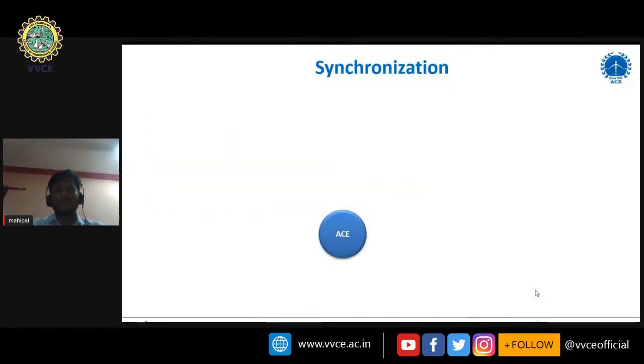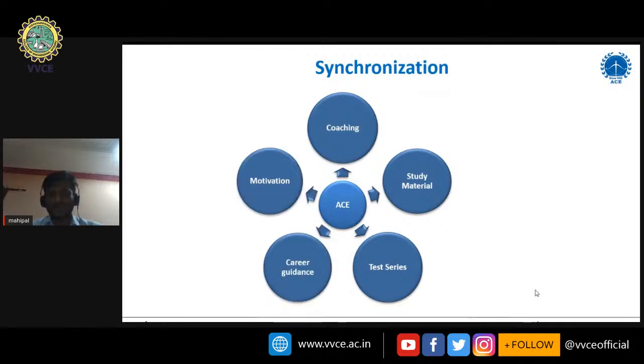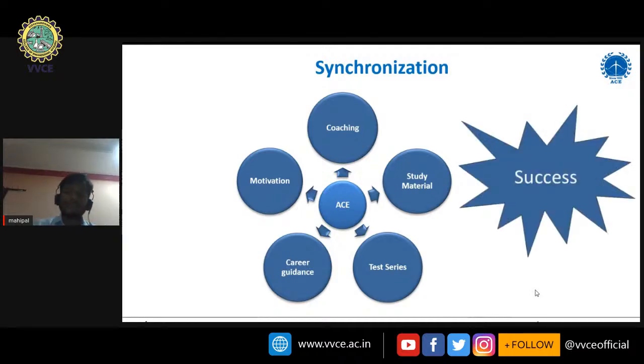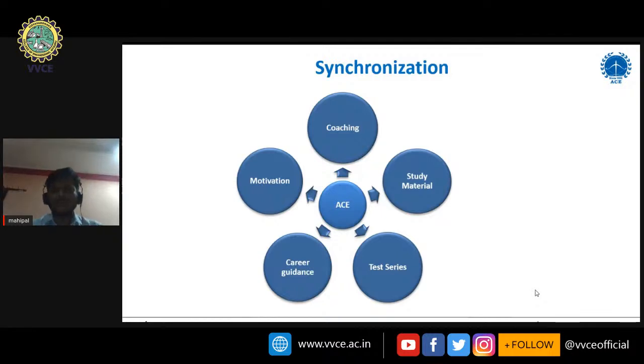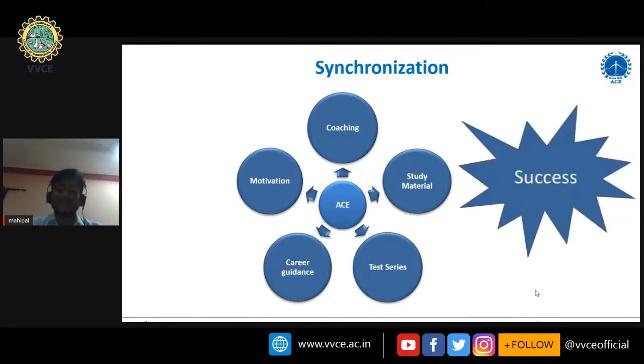And this is what we believe is how to get success. If you want to get success, these are the five important things that need to be in sync: coaching, study material, test series, guidance, and motivation. These are the five important things that you need to achieve success in your competitive examinations.